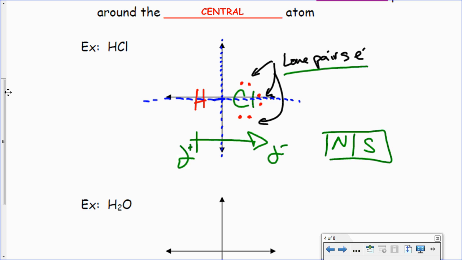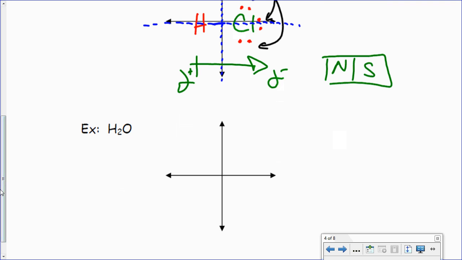Now H2O, we would look at. Let's do H2O. We'll put the oxygen in the center.